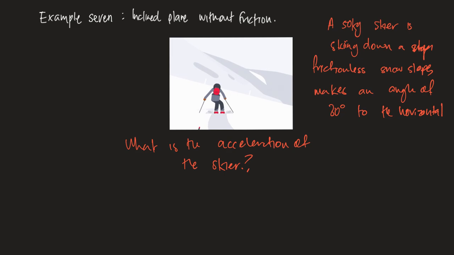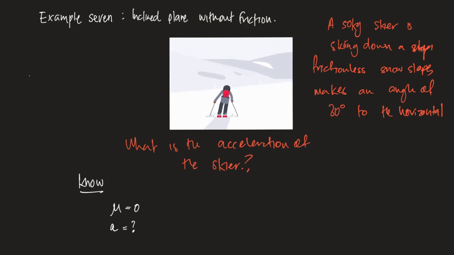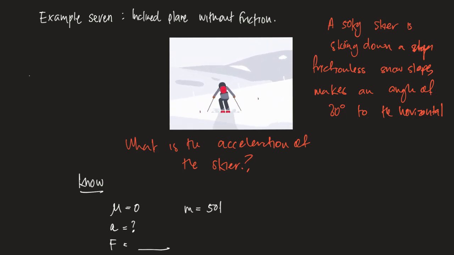So the first thing that you need to do when you have this kind of setup is to draw out a free body diagram, or an idea of what's going to happen here. Let's write down the information that I know. I have the mu value sitting at 0 because there's no friction. I have the acceleration, which I don't know. I need a force, which I don't have. I know the mass is equal to 50 kilograms.